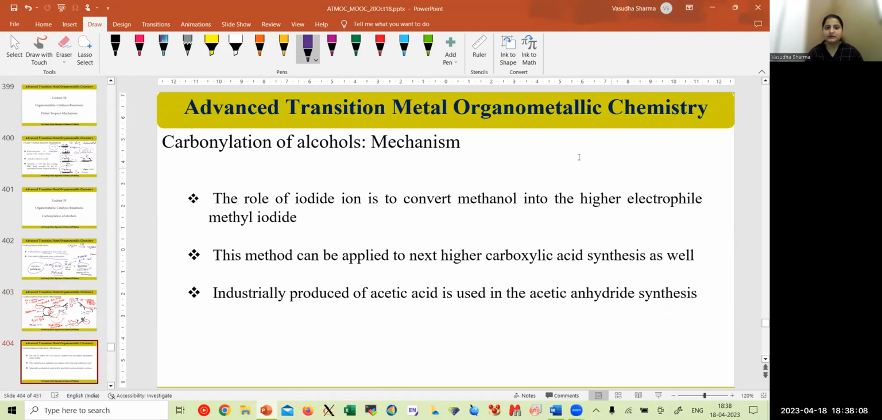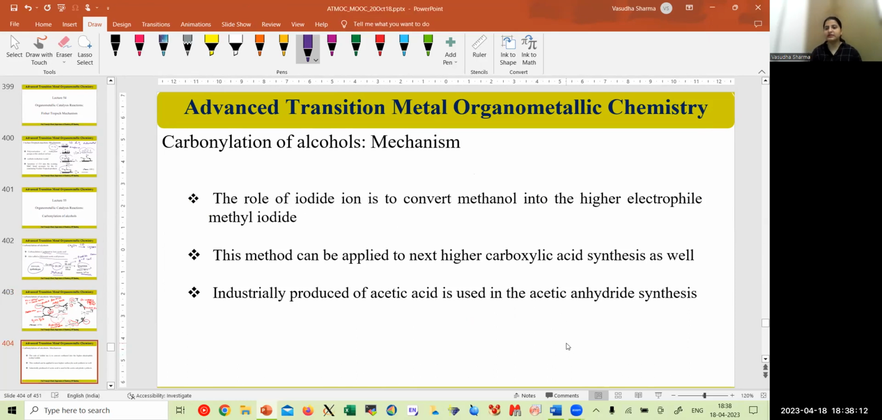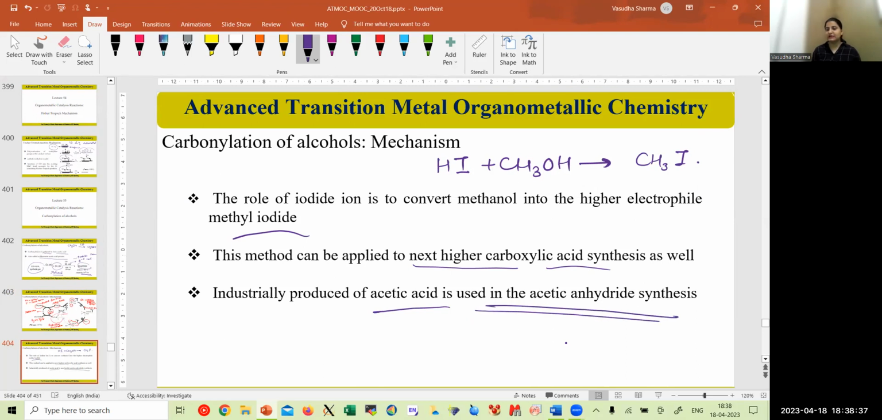And now the role of the iodide ion is to convert the methanol into the higher electrophile, methyl iodide. So we started with HI, and it was used to convert this to a higher electrophilic center, which is CH3I, because of the more electronegative iodine. Now this method can be applied to the next higher carboxylic acid synthesis as well. And industrially, acetic acid is used in acetic anhydride synthesis.